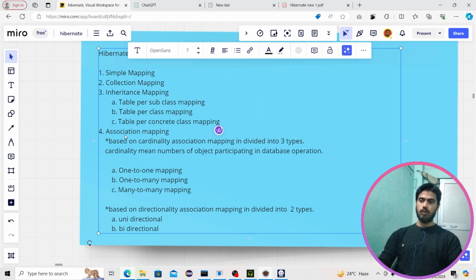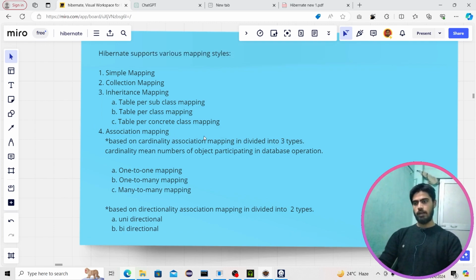So today we have to walk through association mapping. Based on cardinality, association mapping is divided into three types. So what is cardinality? Cardinality means the number of objects participating in a database operation. The types of association mapping are one-to-one mapping, one-to-many mapping, and many-to-many mapping.